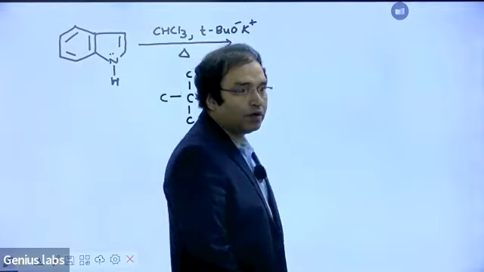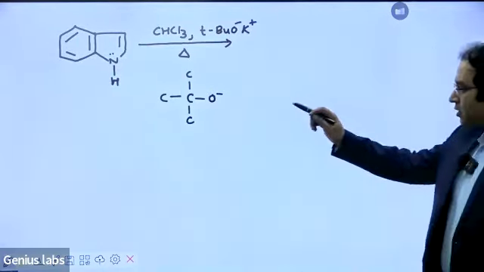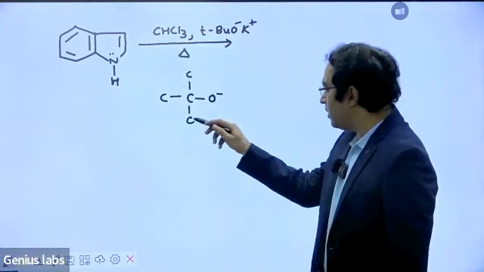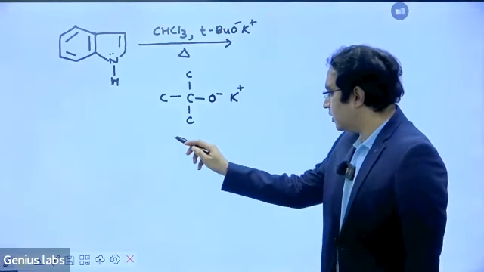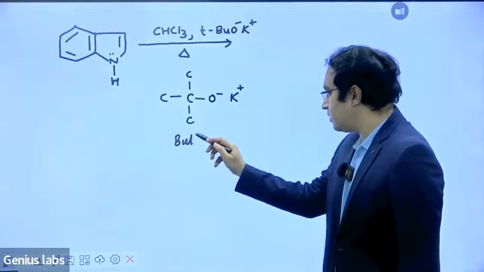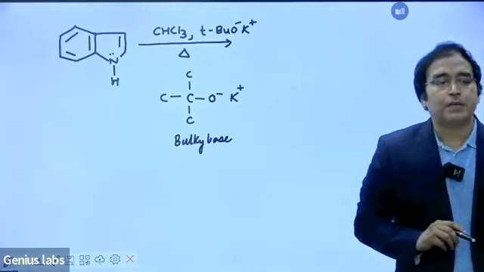कितने लोगों ने draw किया? You can put CH2. Right? This is tertiary butoxide. Why it is tertiary? Because it's a 3 degree. And why it is butoxide? Because O minus and K plus will be next to it. So this is a bulky base. Any problem? This is a bulky base.